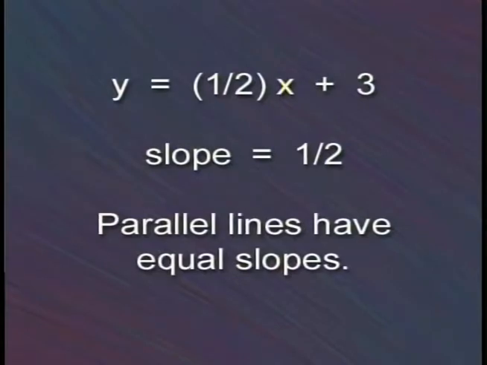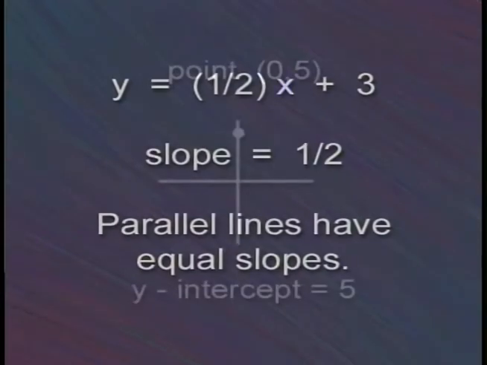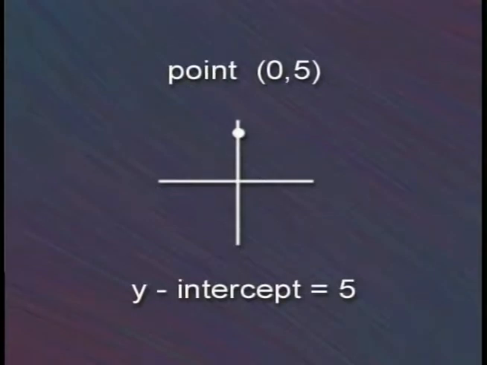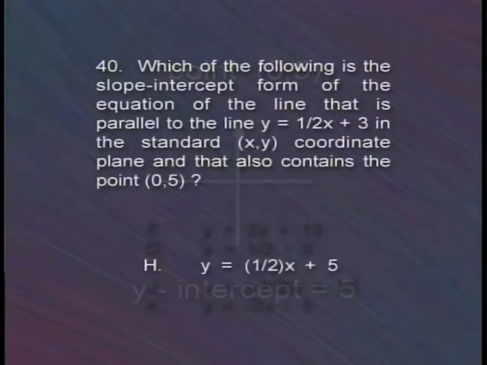The line also has to contain the point (0, 5). If we graph this point, we see that the y-intercept is 5. Thus, the correct equation will have a slope of 1/2 and a y-intercept of 5. The equation in option H is correct: y equals 1/2 x plus 5. The correct answer is H.